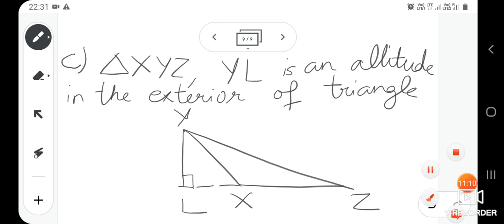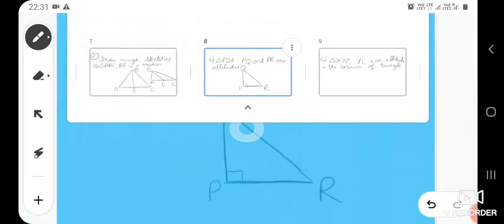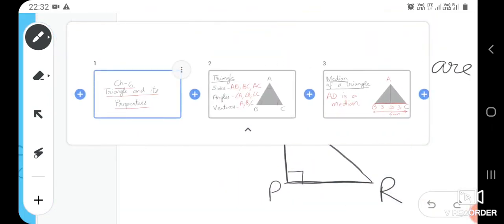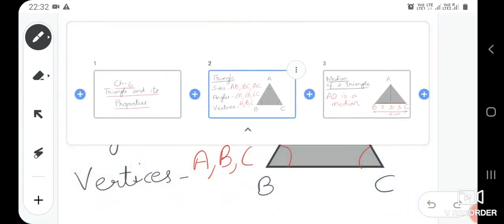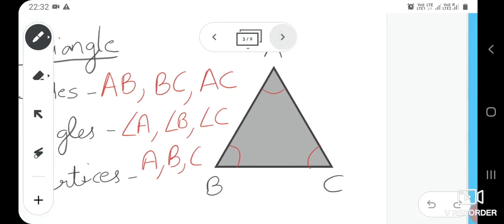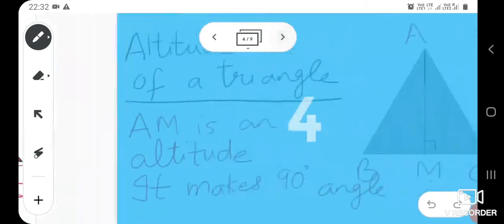You have to write all this work in your notebook, all these diagrams from the starting, from first question, whatever I taught you, everything you have to write in your notebook. Draw these diagrams, name all these parts, everything you have to write.